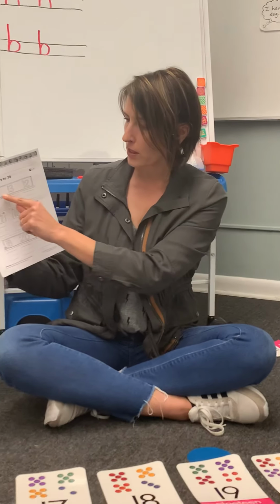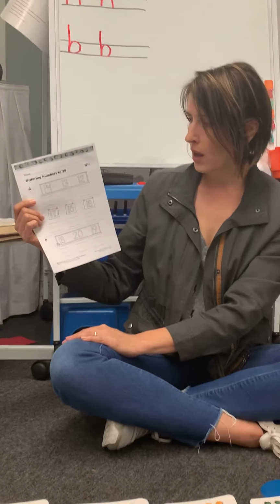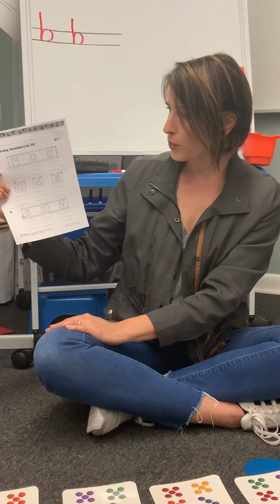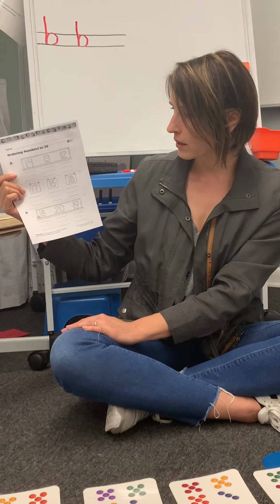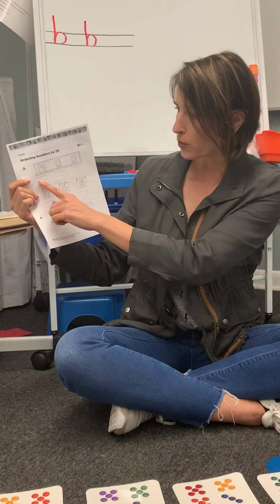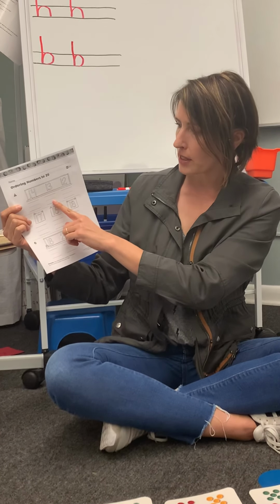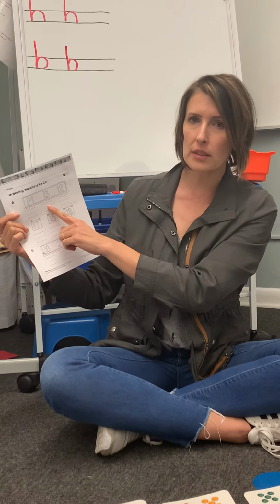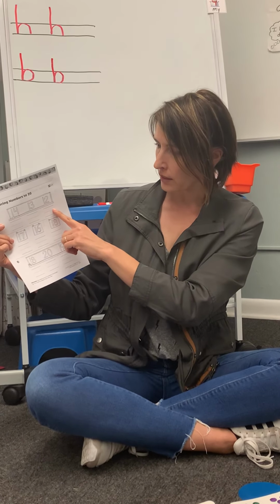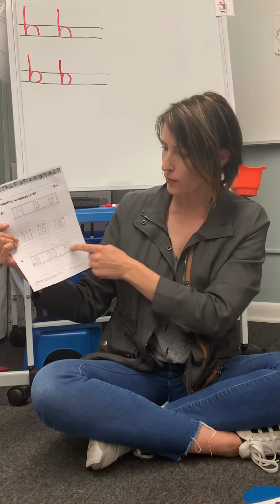So here we have 14, 13, 12. So which number should come first? Which number is the least? It would be 12, so you'd write 12. What comes after 12 when we count? Why, it would be 13. And then what comes after 13? You would write 14. And so you do the same for these and for these.